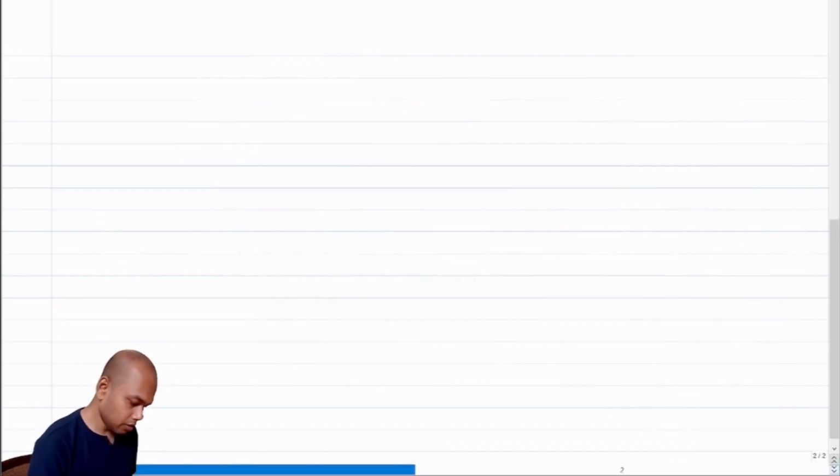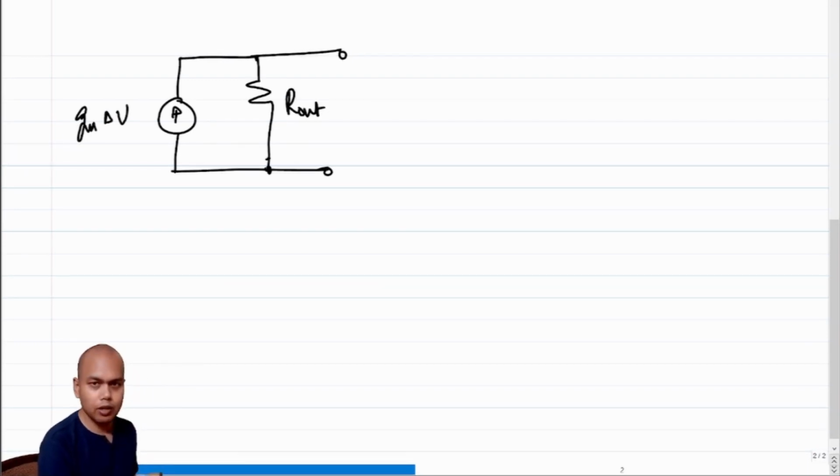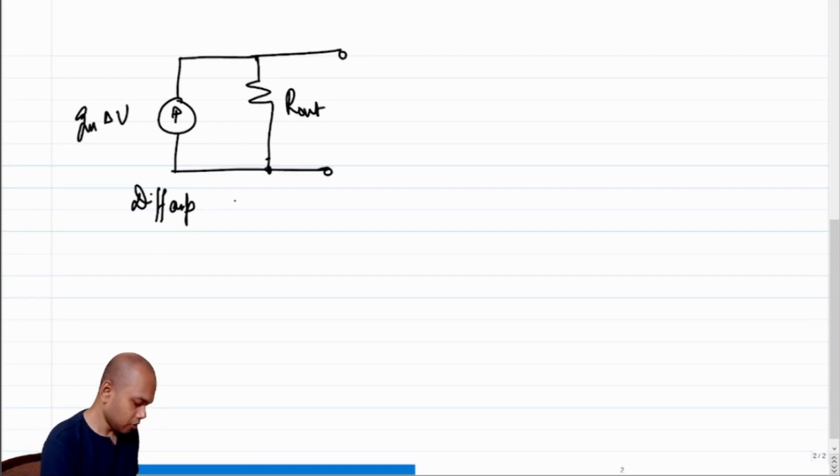Okay, so if I have to find out the Norton equivalent of a differential amplifier with a current mirror load, then what does the Norton equivalent look like now? The Norton equivalent essentially looks like this. So this is Gm times delta V, and this is some R out. We haven't yet figured out what this R out is. So this is something we will do next. So this is diff-amp with current mirror load.